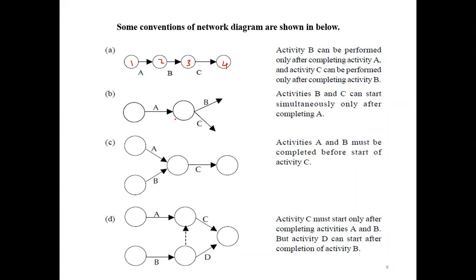Now the second one. Here, from the beginning point, this is the first event. So from here, activity A starts. Now once A is completed, B and C start parallelly. So this is one portion of the network diagram, not the full extracted one.